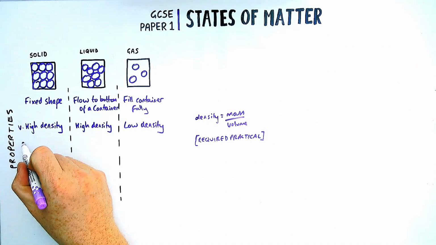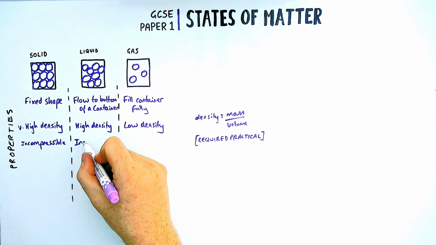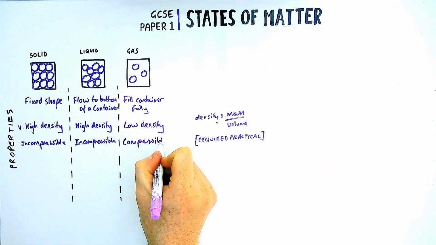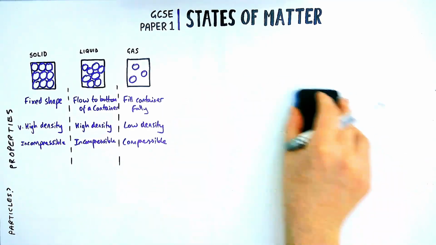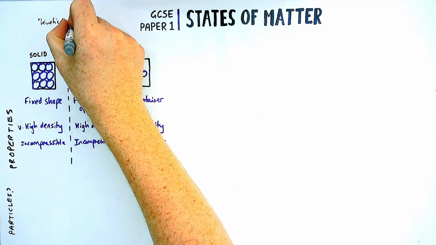The next property is its compressibility. So a solid is incompressible, it cannot be compressed. The same applies to a liquid, but a gas can be compressed or squished, in other words. So next what we're going to look at is how to describe how particles can help explain those different properties.